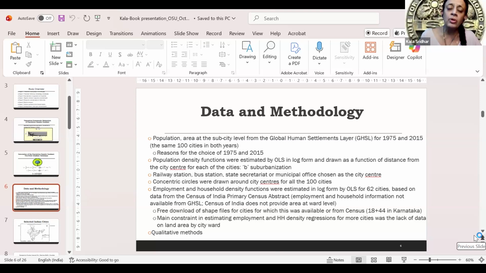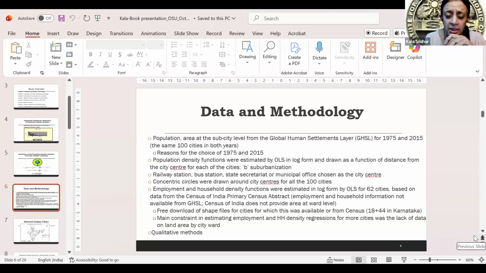And we also depended on the free download of shape files for cities for which the data were available from the internet, and also from the Census of India. And there is a very senior IAS bureaucrat in the government of Karnataka, who helped me to get shape files for about 44 cities in Karnataka, of which Bangalore is the capital. So we were able to pull that off.